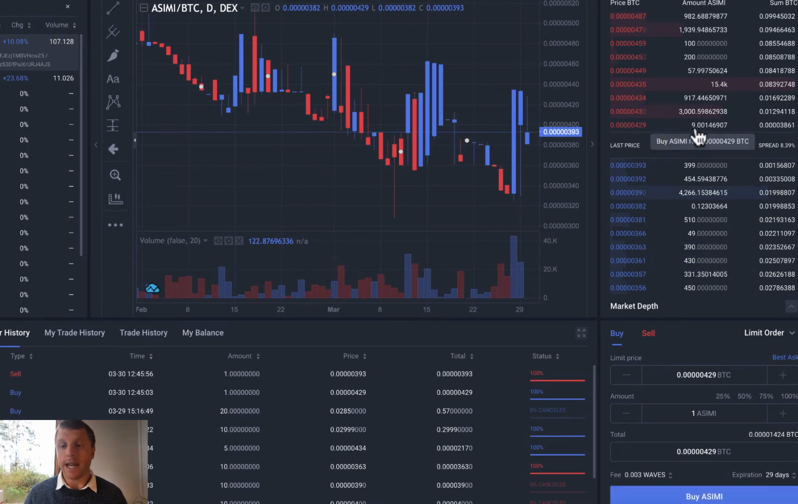Watch this go down to 8. There we go. And you can see that's been filled. So now I have that Asimi token immediately. So that's the fastest way to do it. However, what I just did was I paid 0.0000429. From now on, I'm just going to quote the last numbers. I paid 429 for this Asimi token.